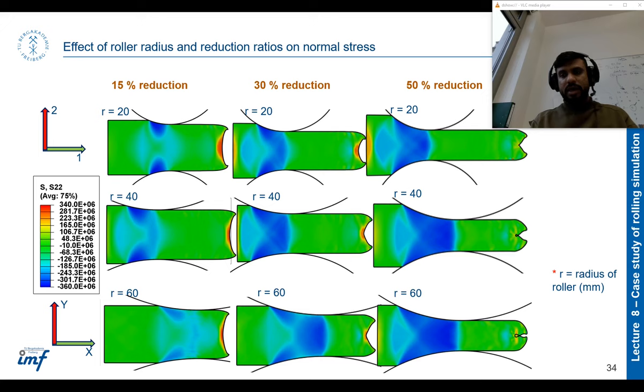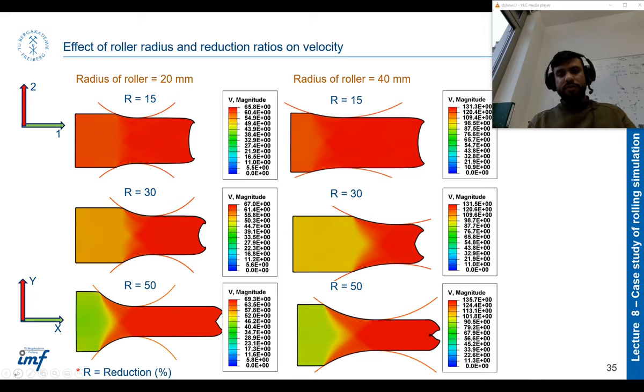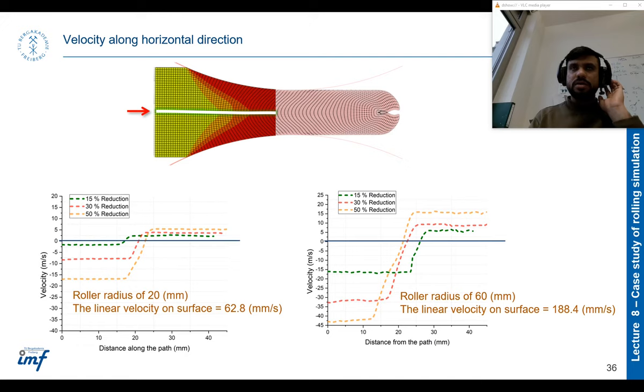And then here we see the effect of velocities. For example, when the roll radius is quite small and the reduction ratio is large, the velocity of the material before the roller and the velocity of the material after the roller is very different. When the roll radius is large it is different, but when the roll radius is small, the difference is slightly less. And then we also analyzed it quantitatively.